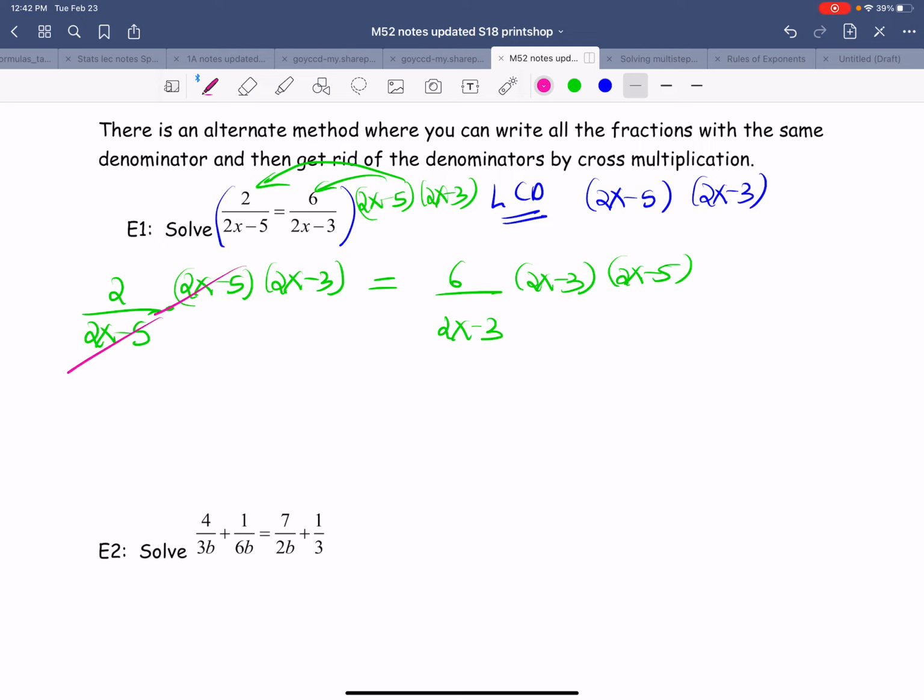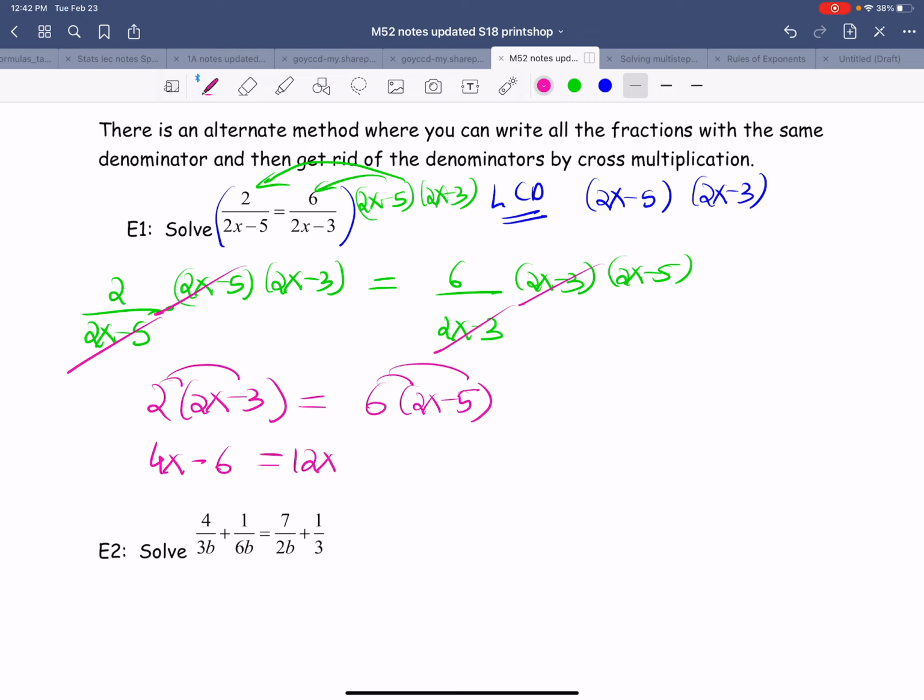Let's get rid of the common factors. So 2 times 2x minus 3 equals 6 times 2x minus 5. And now I'm going to be distributing and combining the like terms and solving for the variable here. So 2 times 2x is 4x minus 2 times 3 is 6. 6 times 2x is 12x minus 6 times 5 is 30. Let's go ahead and bring all the variables to one side. I'm going to be subtracting 4x from both sides.